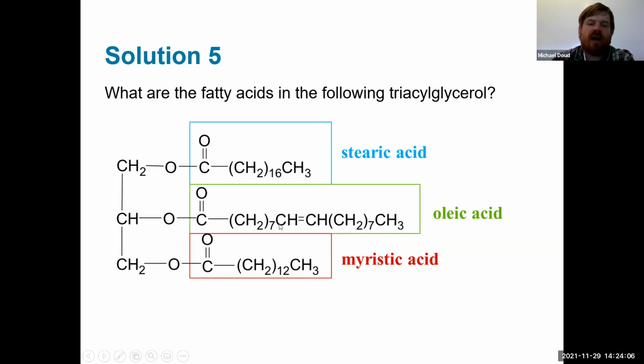Trickier is here in the middle. We have, so 1 plus 7 is 8, 9, 10, plus another 8, 18 carbons. And we have a double bond in the middle. This represents oleic acid, one of our monounsaturated fatty acids.